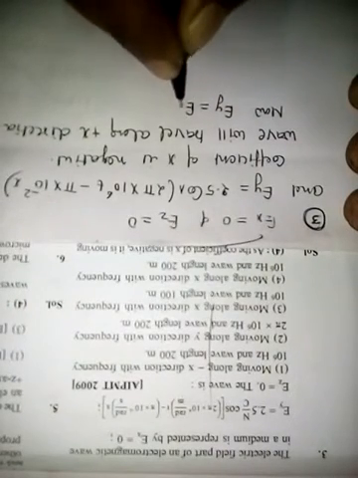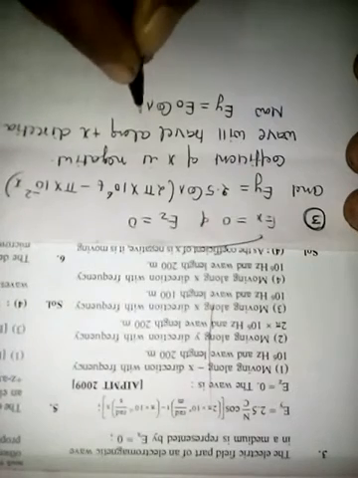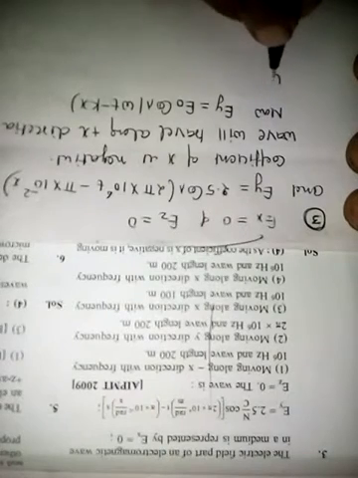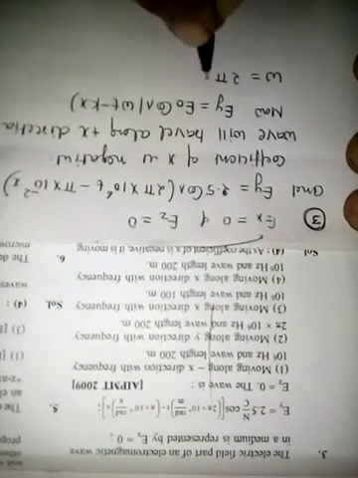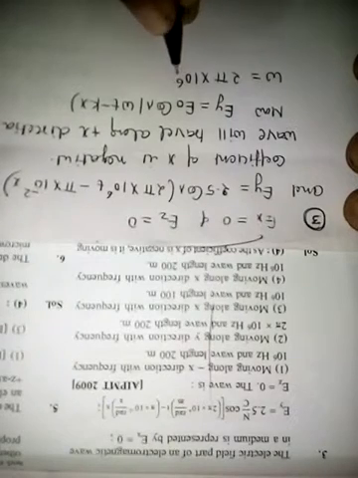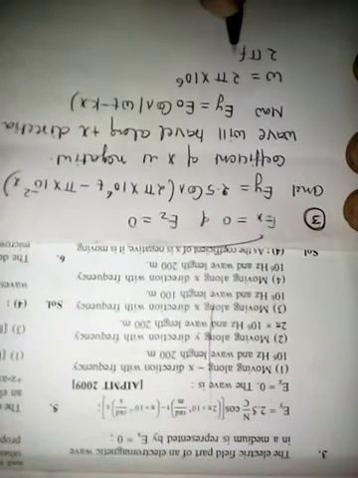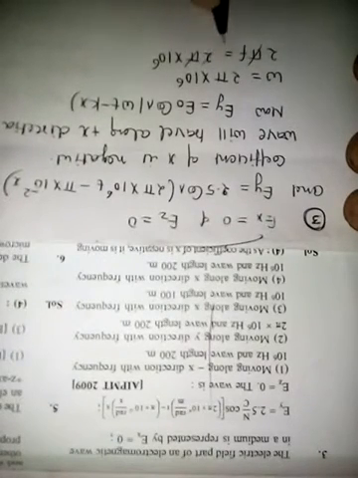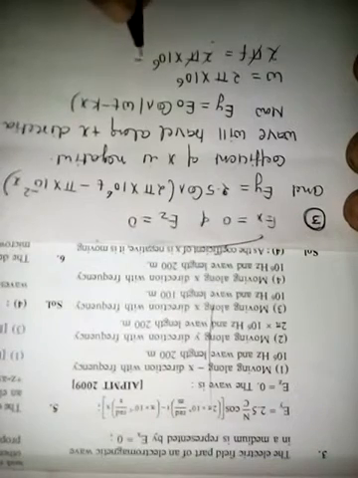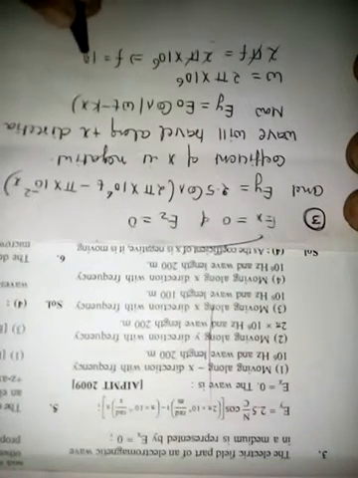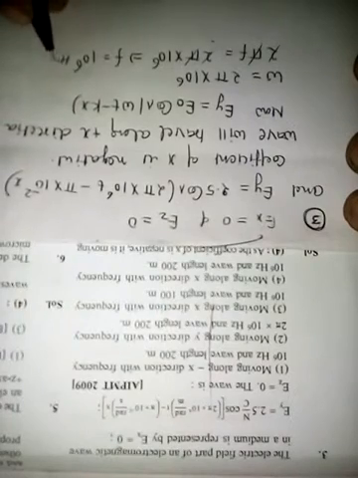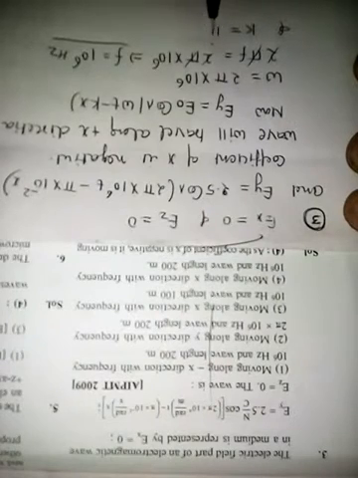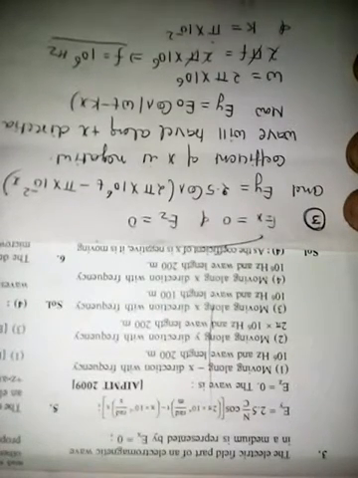Now we will compare it with Ey equal to E0 cos(ωt − kx). So you will get ω equal to 2π × 10^6. 2π f equal to 2π × 10^6, the 2π cancels, so the frequency will be 10^6 hertz, and k equal to π × 10^-2.